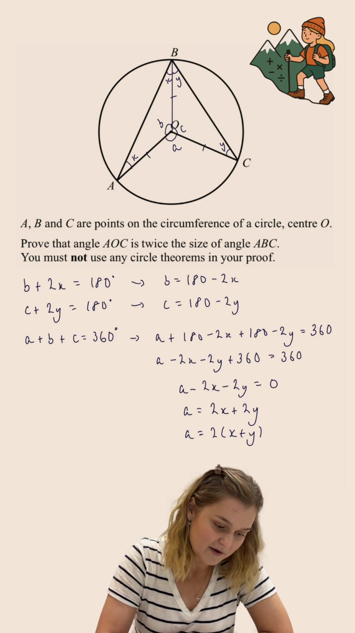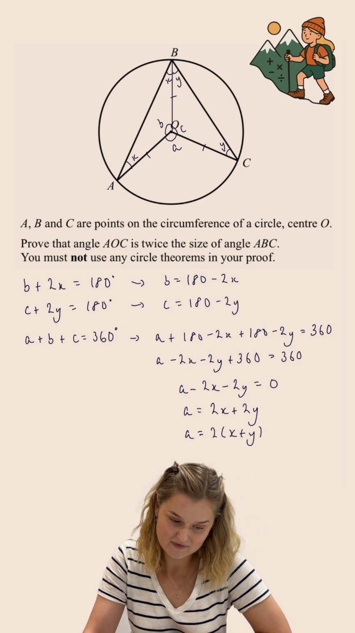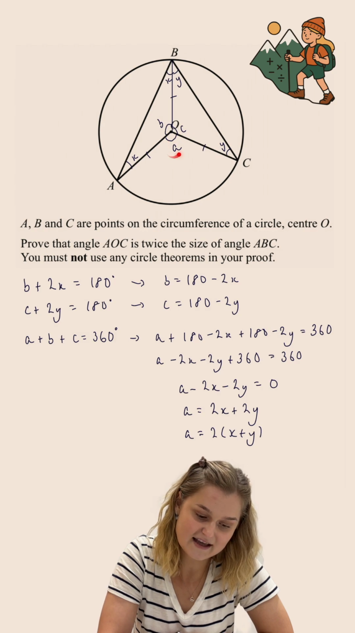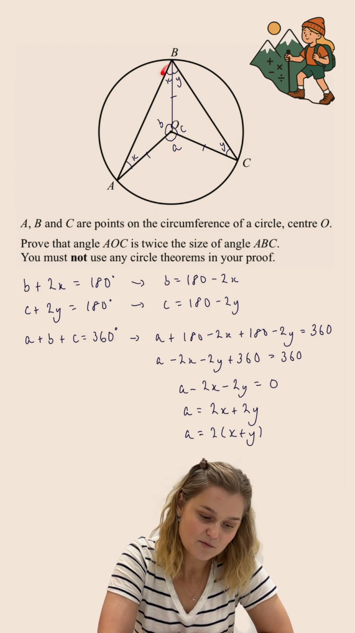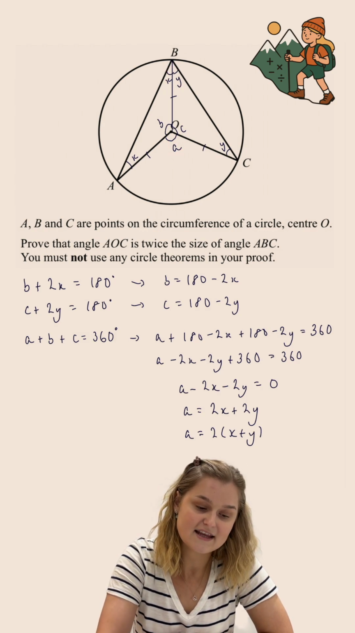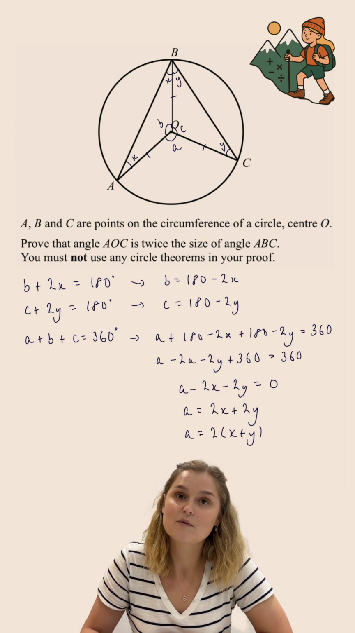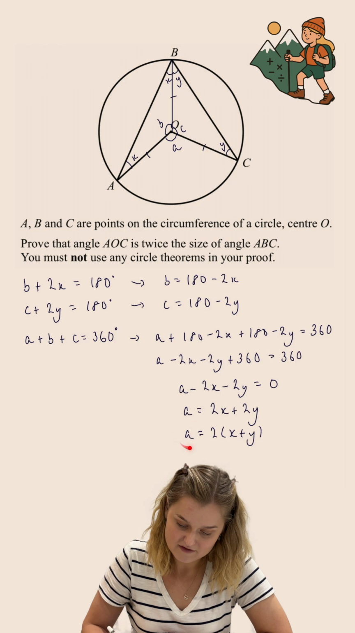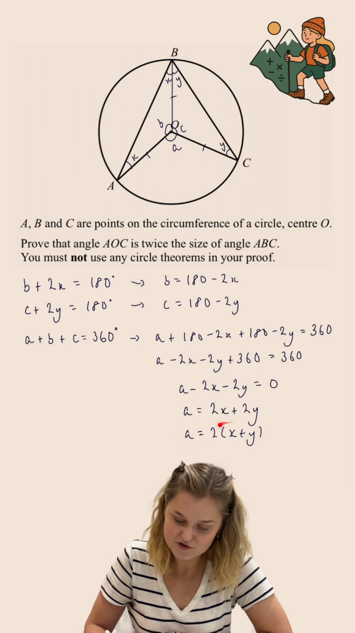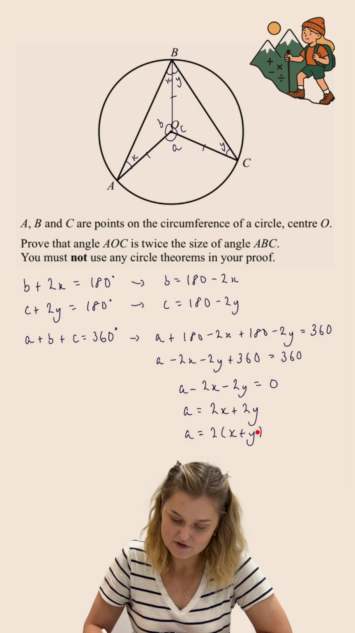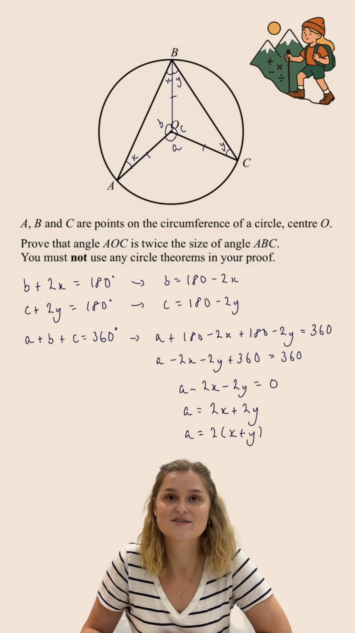Now, going back to our initial labels on our diagram, A was this angle here, which was the angle at the centre, and x and y were the angles here that together create the angle at the circumference of the circle. And we've now proved what we wanted to prove. We've ended up with the fact that A is equal to 2 lots of x add y. So the angle at the centre is equal to 2 lots of the angle at the circumference.